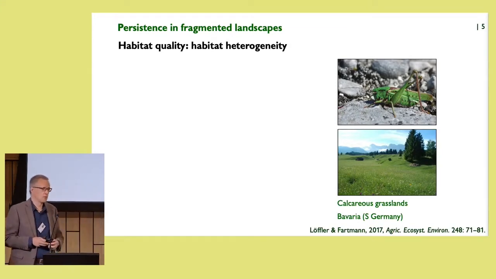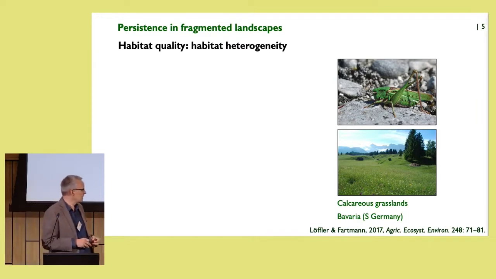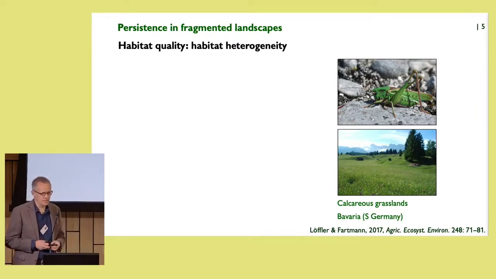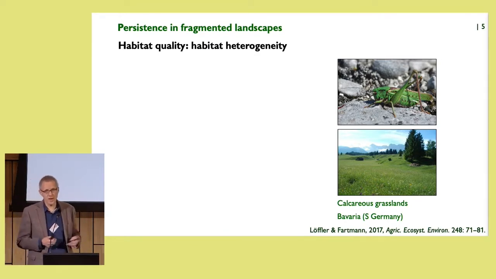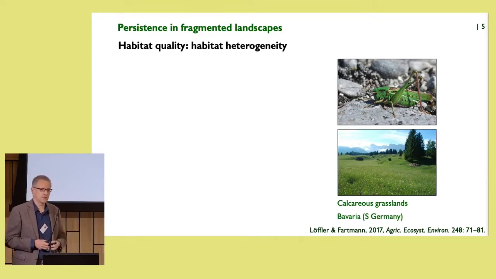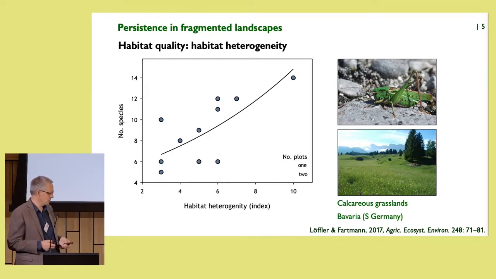We have heard it's the most important parameter in determining species persistence in fragmented landscapes. We conducted a study in calcareous grasslands in southern Germany, in Bavaria, and we wanted to see the influence of habitat heterogeneity on species richness in these habitat patches. We find a clear relationship between habitat heterogeneity and species richness in these grasslands, and this is a general pattern. The higher the habitat heterogeneity in a habitat patch, the more species we usually have.